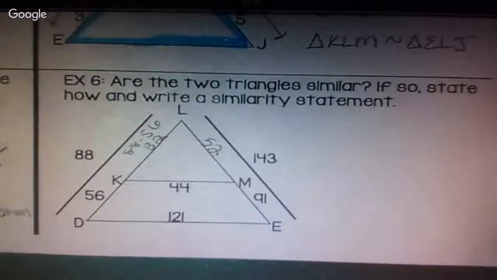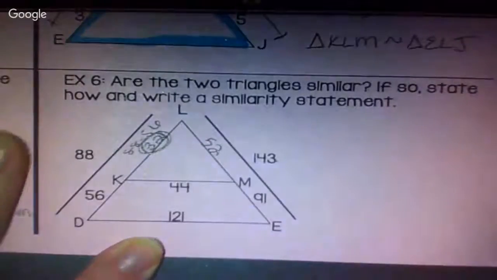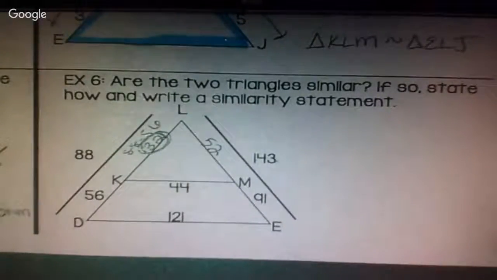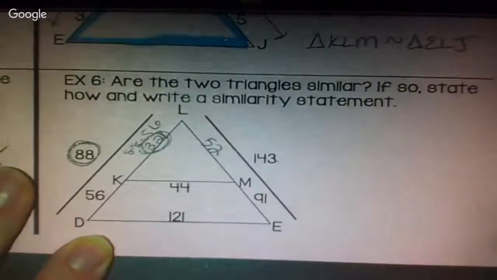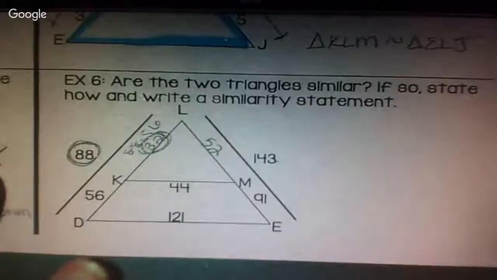Okay. So be careful with that. So my small side is going to be 32 on this triangle. What's my small side on the big one? 88. I'm confused. Oh, wait, never mind. Okay. So here, hold on. Let me highlight. Maybe that'll help. Here we go.